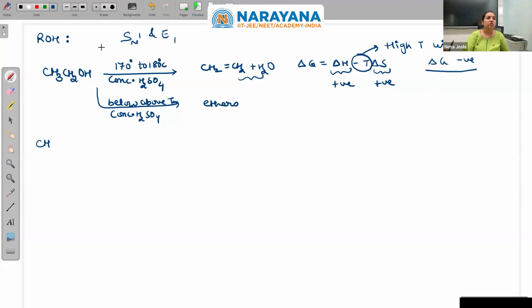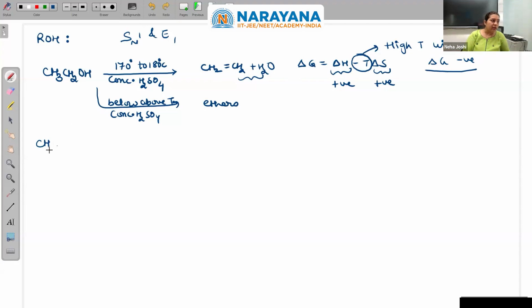That is why for elimination, we always look for high temperatures. Even if the reagents are there, but if the temperature is not suitably available, there is a chance that elimination may fail due to this whole thing.